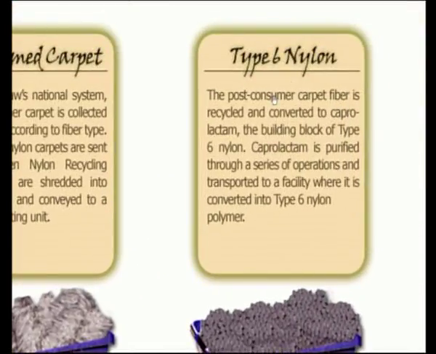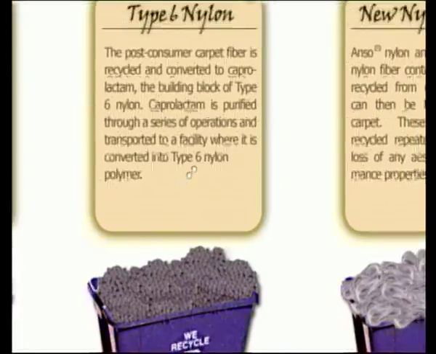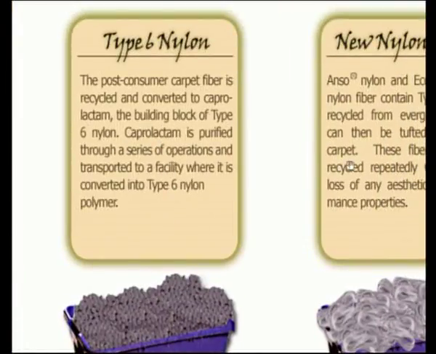Another type 6 nylon, the post-consumer carpet fiber, is recycled and converted into carpet caprolactam, the building block of type 6 nylon. The caprolactam is purified through a series of operations and transported to a facility where it is converted into type 6 nylon polymer, which is again the product obtained from caprolactam.